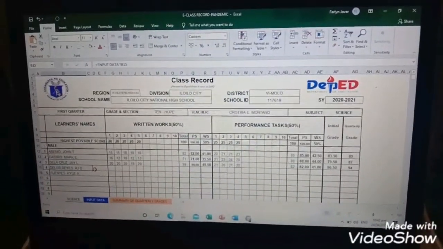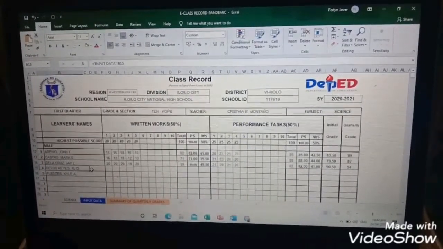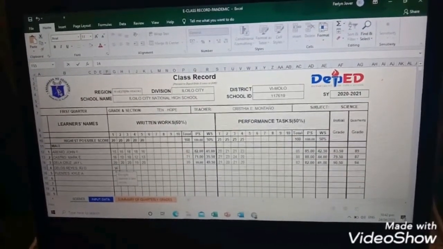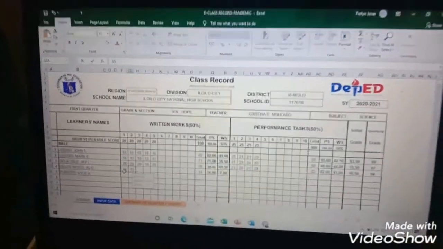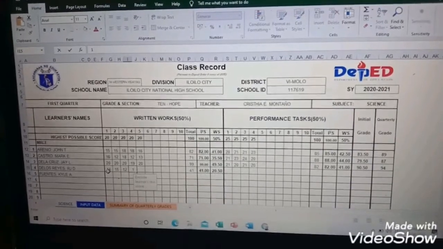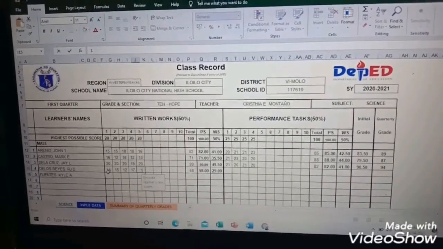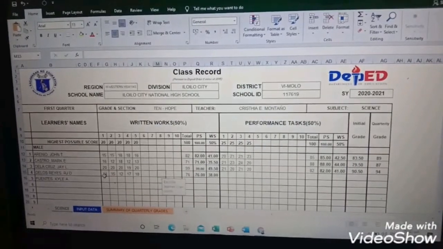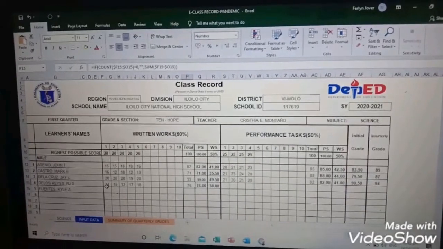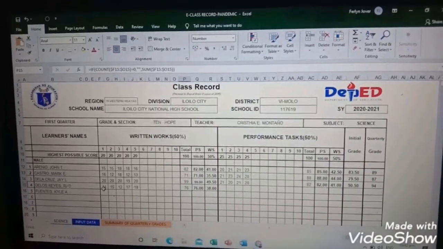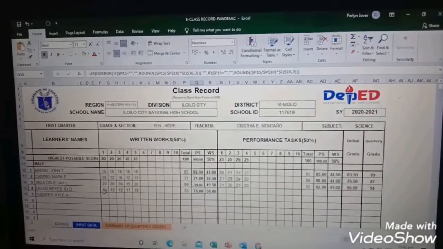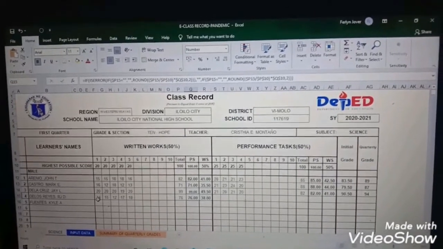Let's try the fourth student. In written works, he got 14, second 15, third 12, fourth 17, and fifth 18, with a total of 76 out of 100. We will divide by 100, which equals 0.76, multiplied by 100 equals 76.00, and multiplied by 0.50 equals 38.